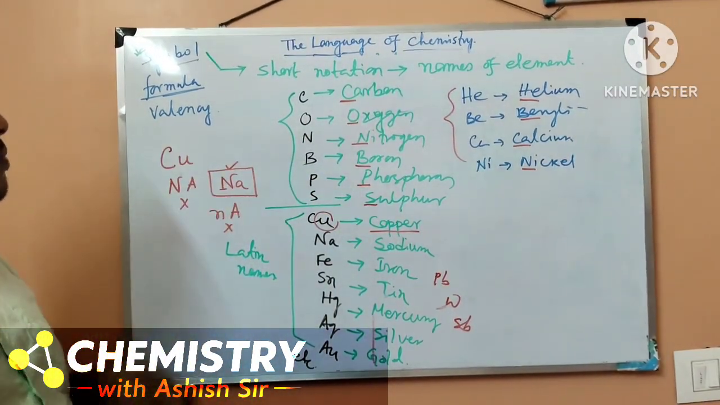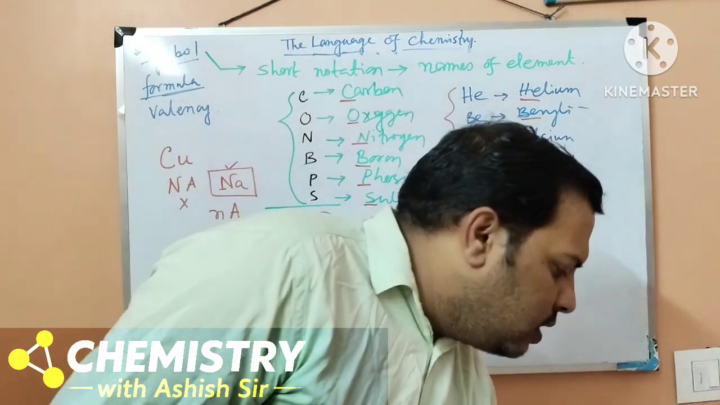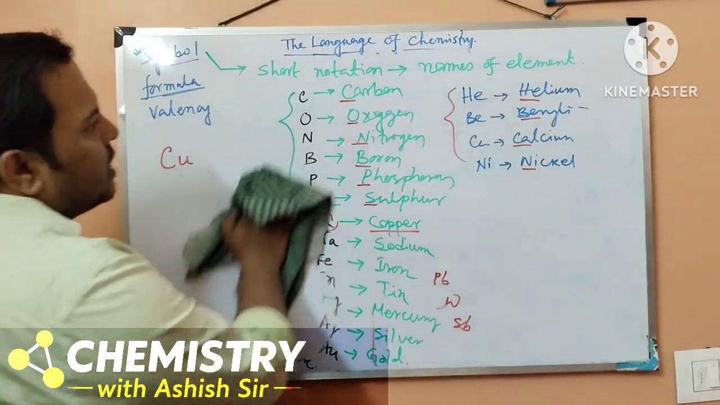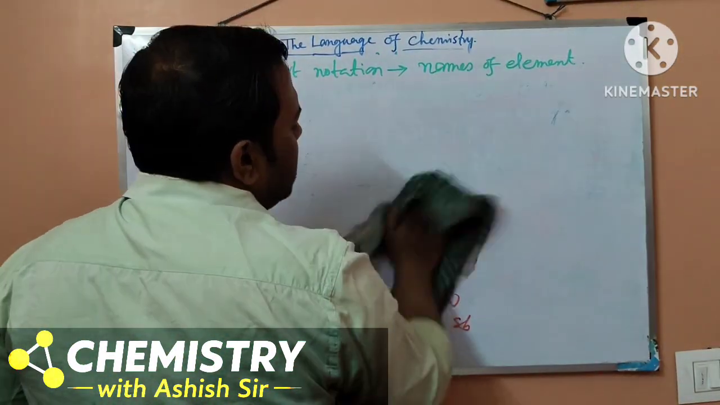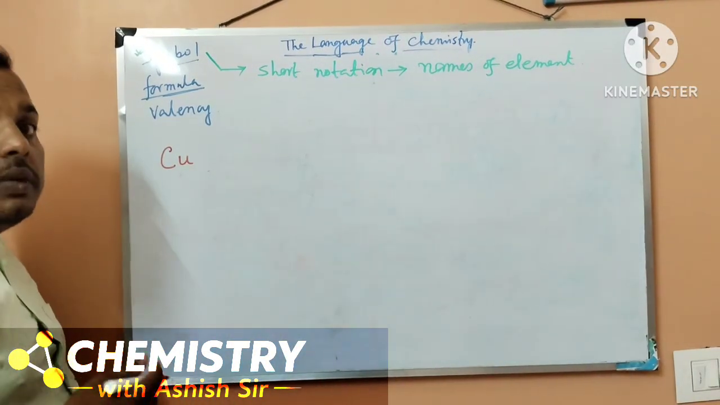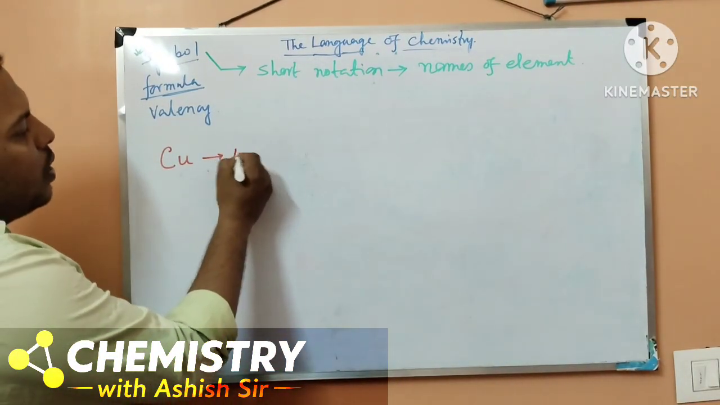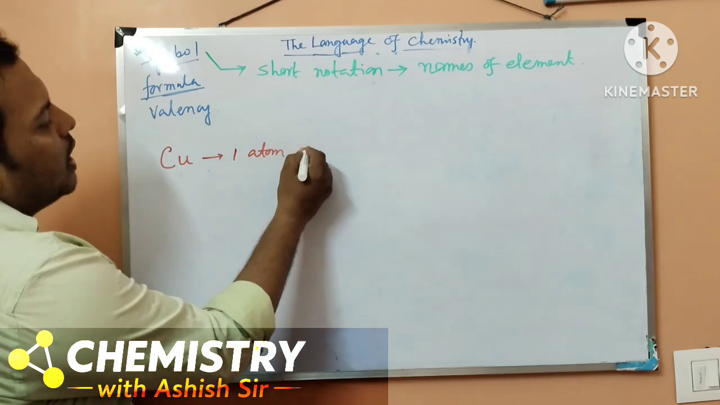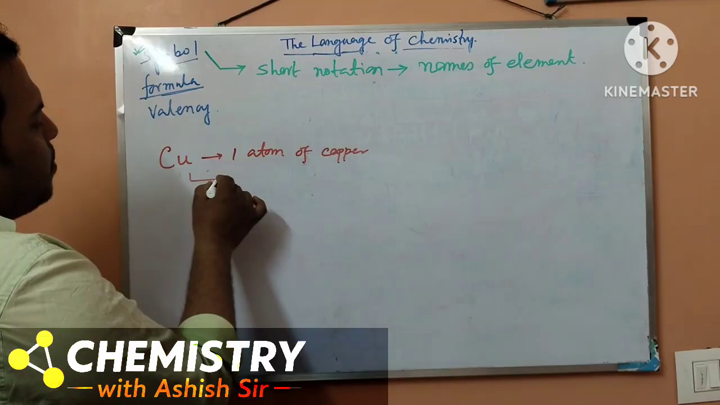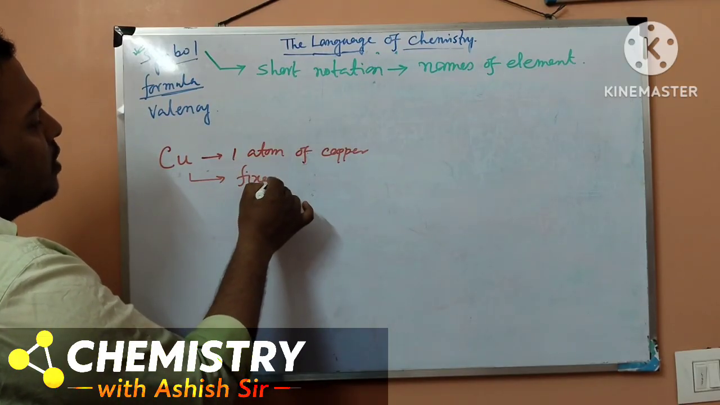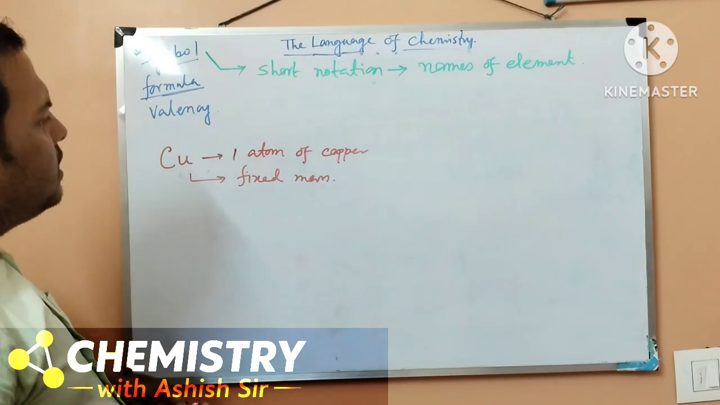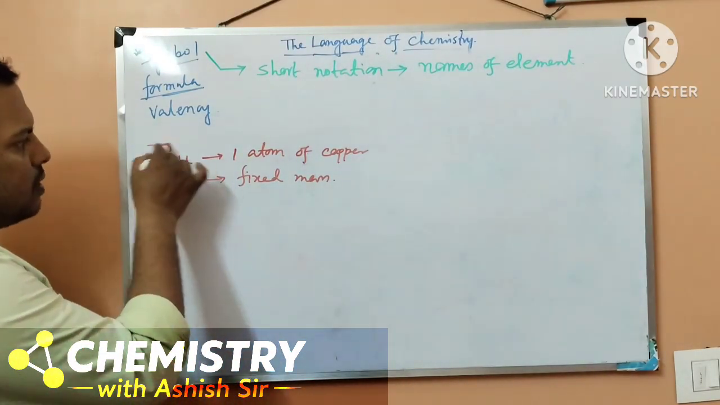These are the symbols of different elements. Now symbols have some significance also. For example, if I rub all the other things leaving only Cu here, what does this Cu mean? Cu means it is one atom of copper. Copper is an element. It represents one particular fixed mass of copper, which will be its atomic mass, the relative atomic mass of copper. So like this, we are getting information from the symbol.